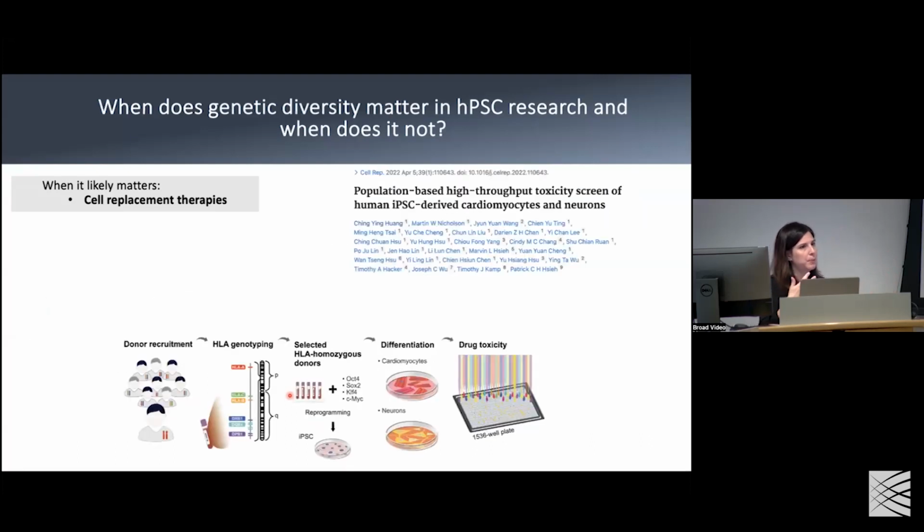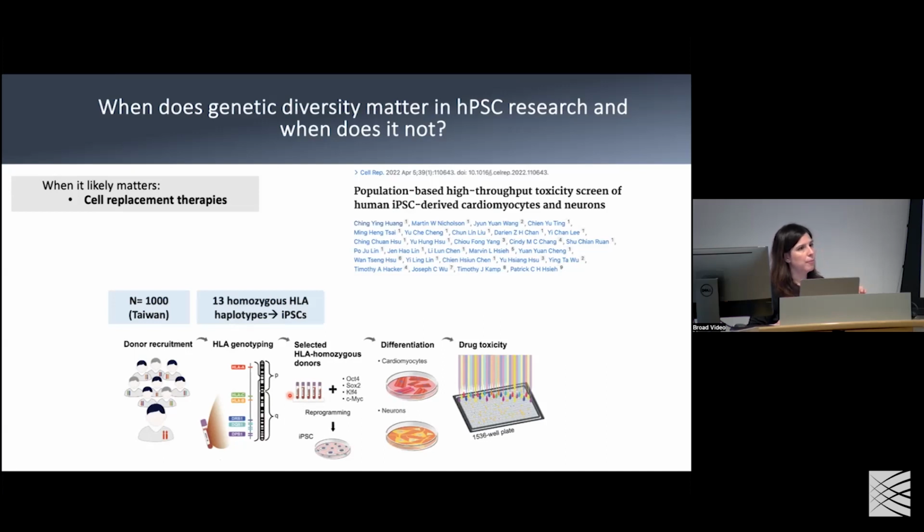And because of the value of this approach and the interest of the field in cell replacement therapies, there is a similar approach in another study now based in Taiwan, where they have screened DNA from 1,000 participants in Taiwan, and they identified 13 donors that are homozygous for HLA haplotypes.